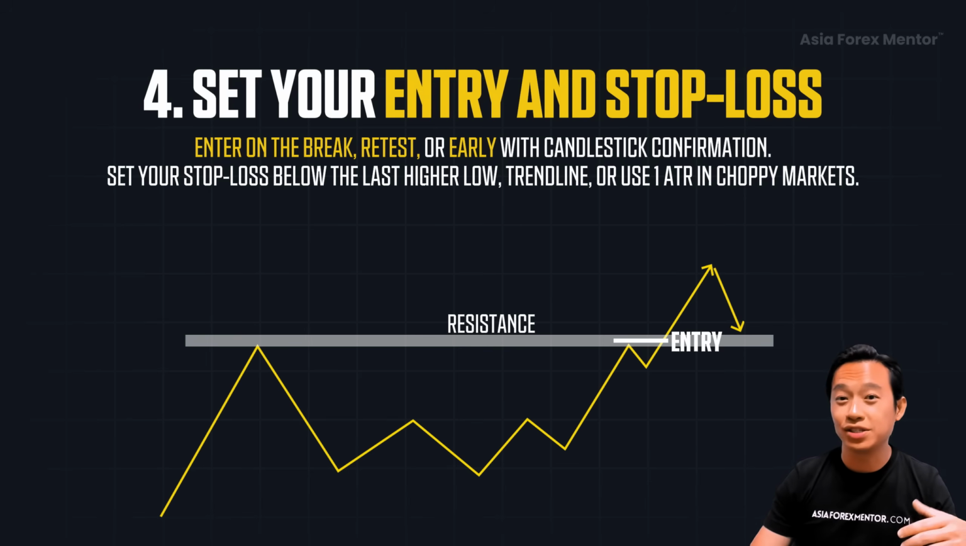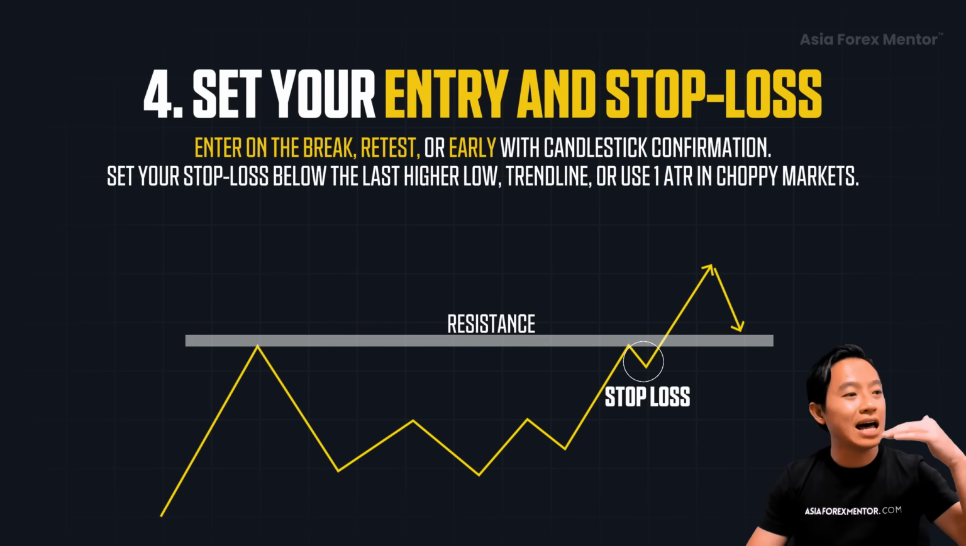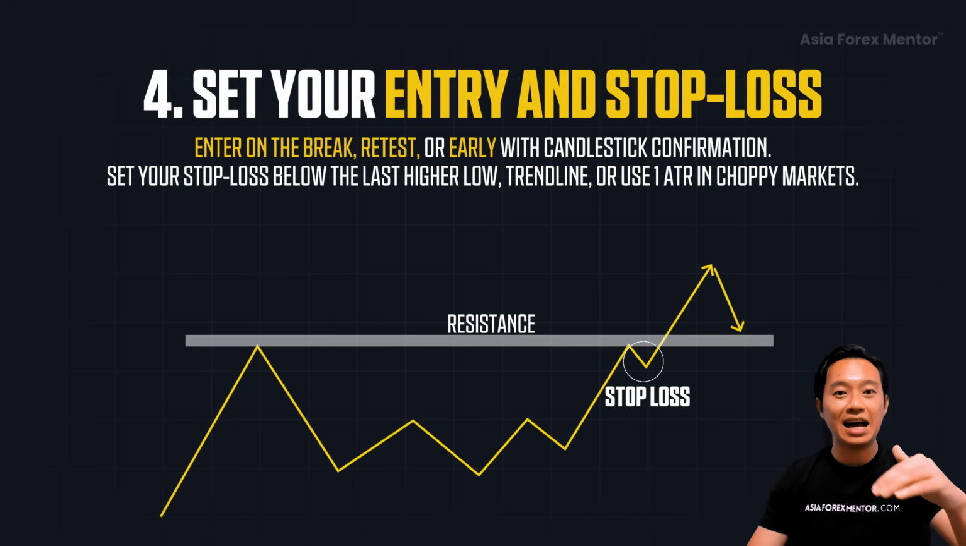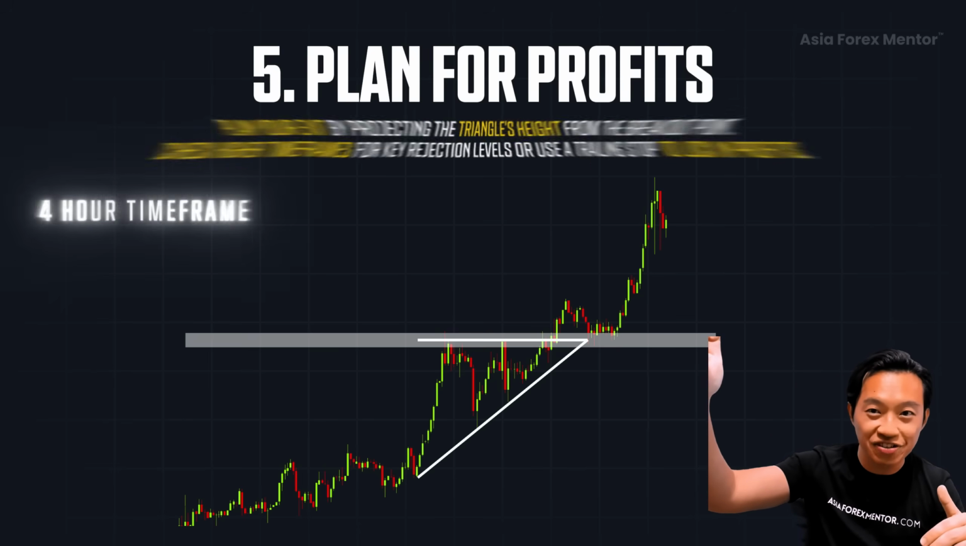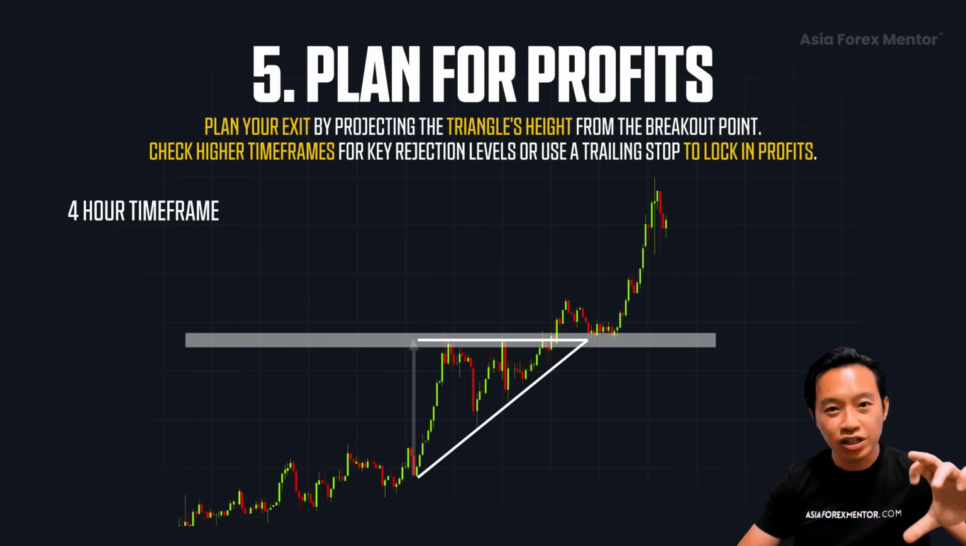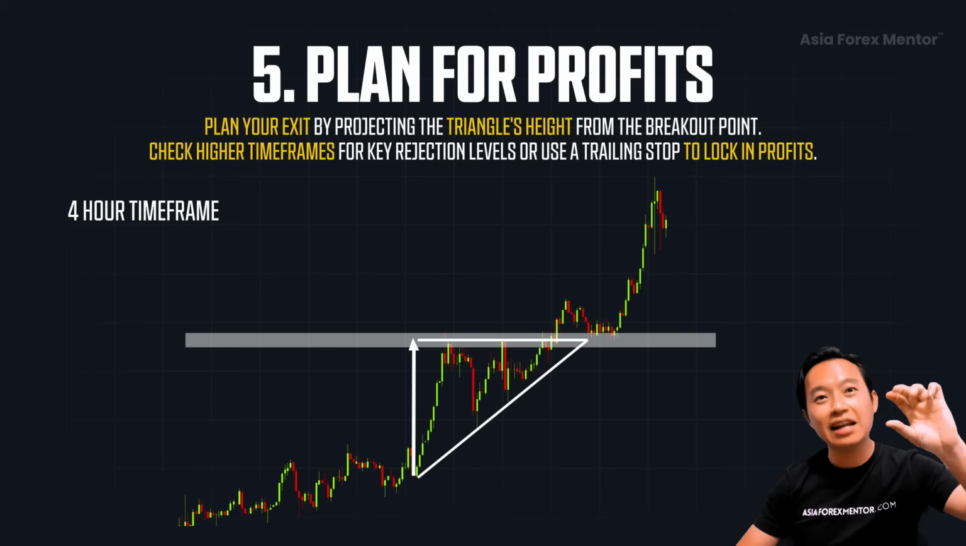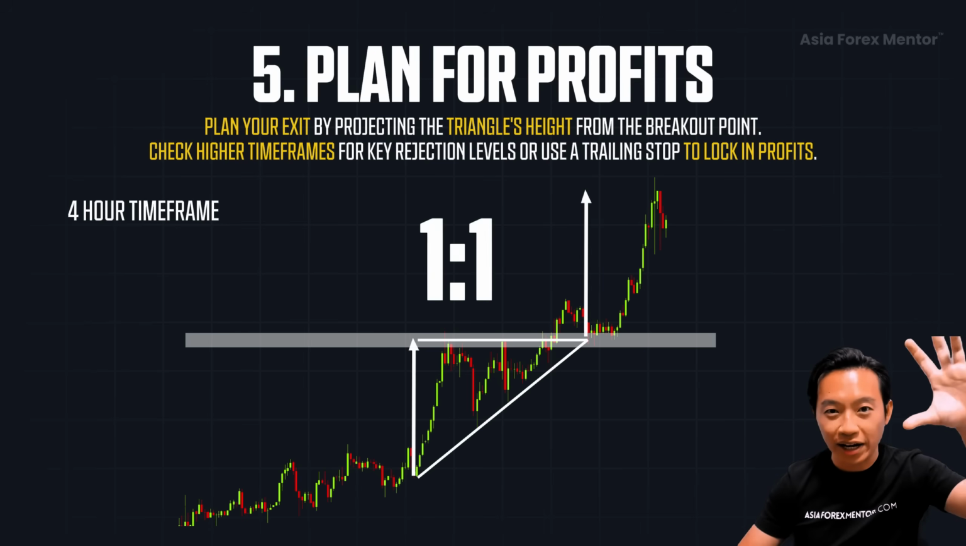Alright, so now for your stop loss, here's what you got to do. Place it below the last low, right? The most recent higher low or the trend line. For your take profit, we always got to plan for our exit strategy, right? So that's where we can aim to measure the entry point to the starting point and then upwards 1:1. So this will give you a projection of how far price might go.